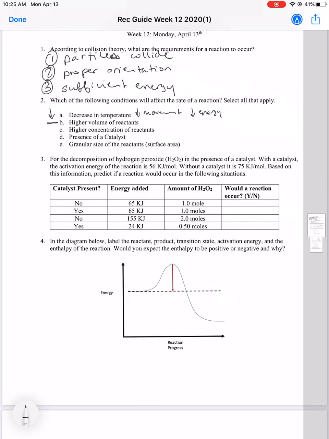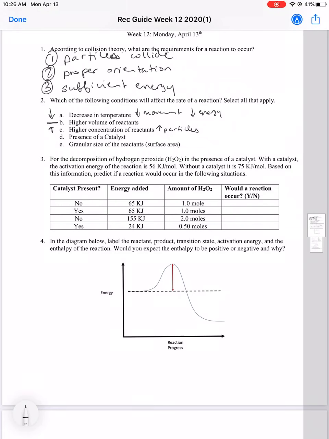A higher concentration of reactants means you have more particles. And if you have more particles, it's more likely that they'll collide in the proper orientation and with sufficient energy. So that's going to increase your rate of reaction.